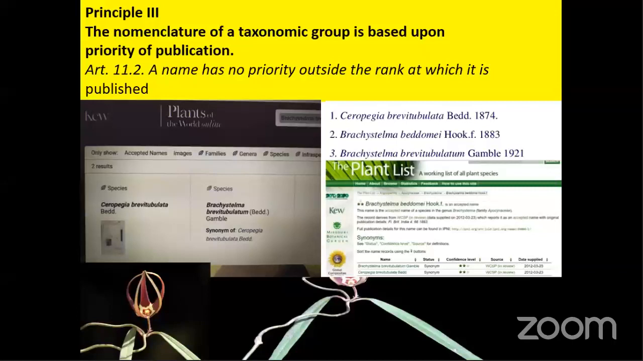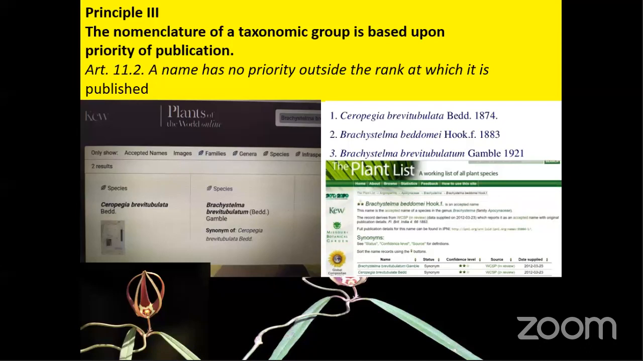We are looking at all those names; several names are superfluous. That is, for a single species, many names are there. So which name is selected, or suitable, or the correct name? We have to identify the correct name. So this rule, principle three, says there has to be only a single name for each and every one of the taxa. The nomenclature of a taxonomic group is based upon priority of publication. Whichever name was legitimately published first, that name only is the acceptable or correct name.